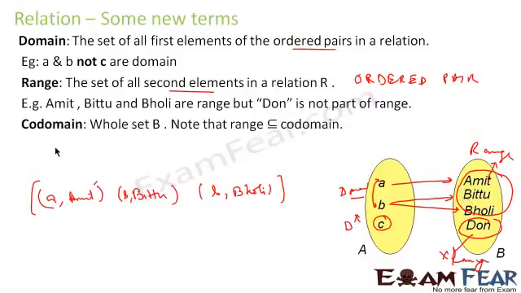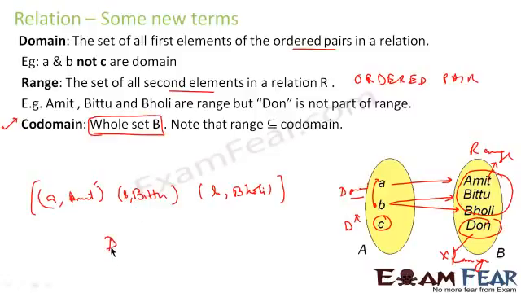So we have one more term called codomain. Codomain is the whole set of B. The whole set of B. Here Amit, Bittu, Bholi, dawn, everything is codomain. Just learn this term. Codomain is nothing but the whole set of B.